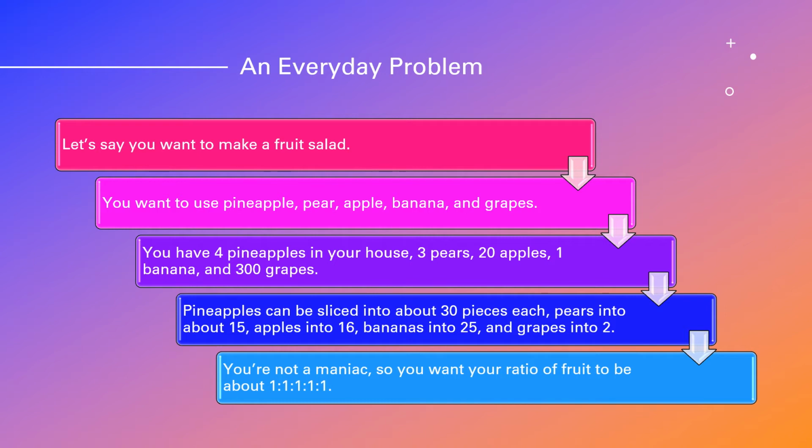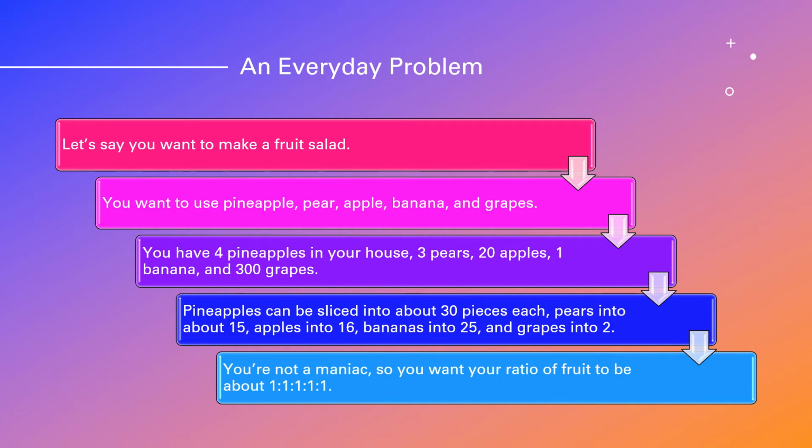To get approximately even slices, you can cut your pineapples into 30 slices each, pears into 15, apples into 16, bananas into 25, and grapes can be cut in half. And since you're a rational, sane human being, you want to make your salad with a 1 to 1 to 1 to 1 to 1 ratio.